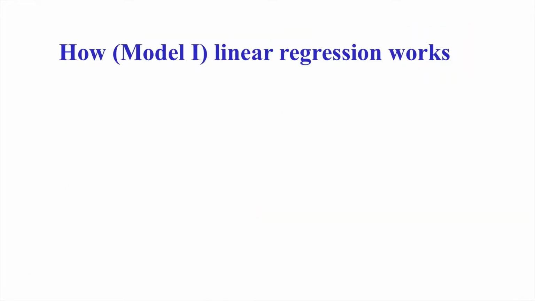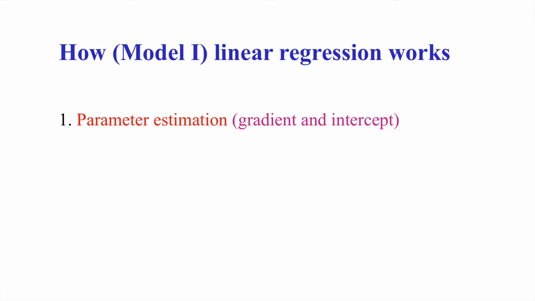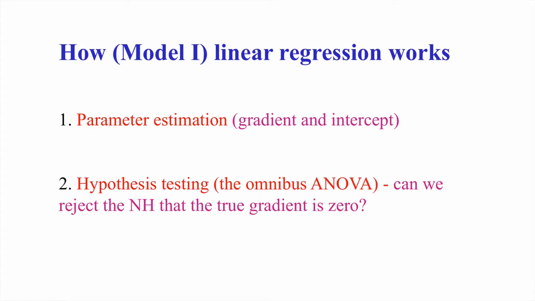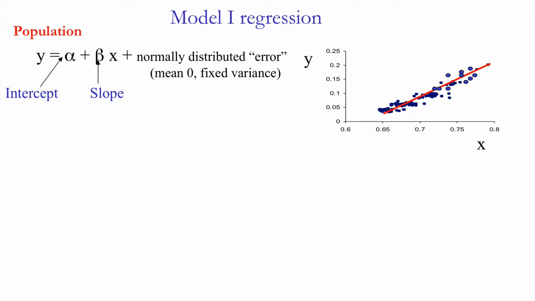How does the standard Model 1 linear regression work? Well, first of all, it estimates parameters describing the relationship, and because it's linear regression, we need only estimate a gradient and intercept. And secondly, it conducts hypothesis tests based on the overall variability in the data and how the response variable y varies with the predictor variable x. In particular, it asks, can we reject the null hypothesis that at population level, the true gradient relating y to x is zero?